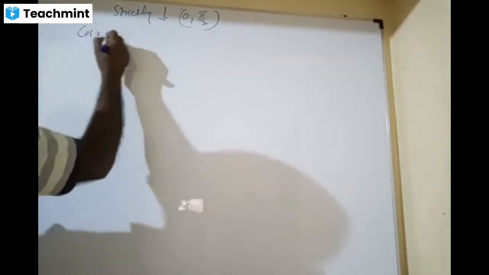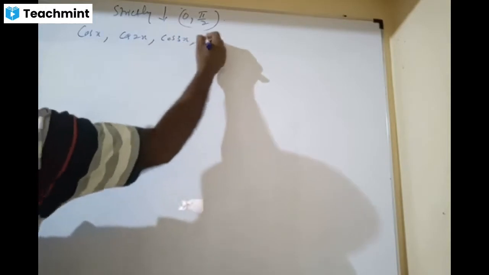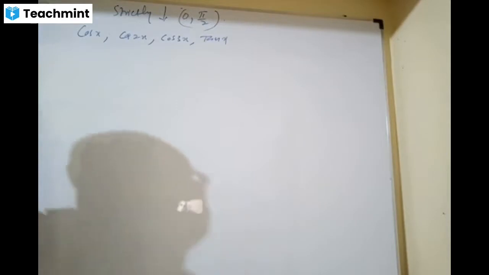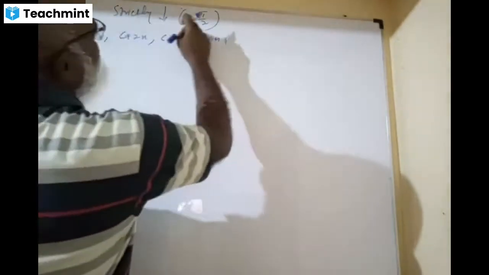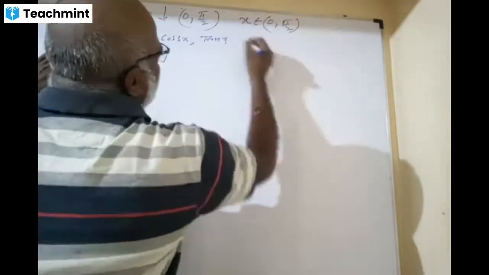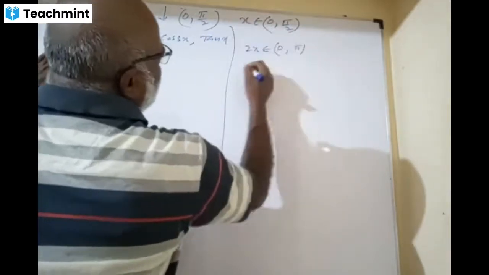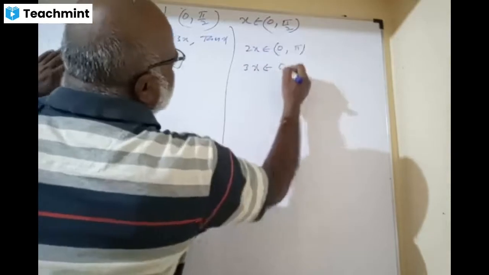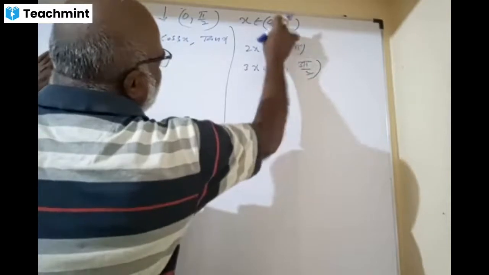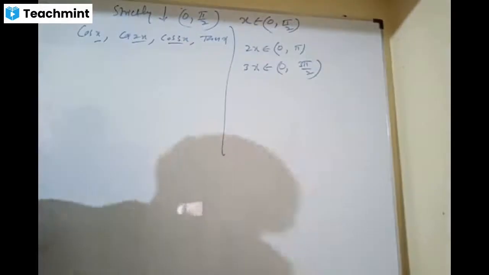The options are cos x, cos 2x, cos 3x, tan x. This is a very interesting question. What does this mean? Strictly decreasing in the interval 0 to pi by 2. X belongs to 0 to pi by 2. Please understand this. When x belongs to 0 to pi by 2, 2x belongs to 0 to pi, and 3x belongs to 0 to 3 pi by 2. Just multiply by 2 here, and multiply by 3 here.